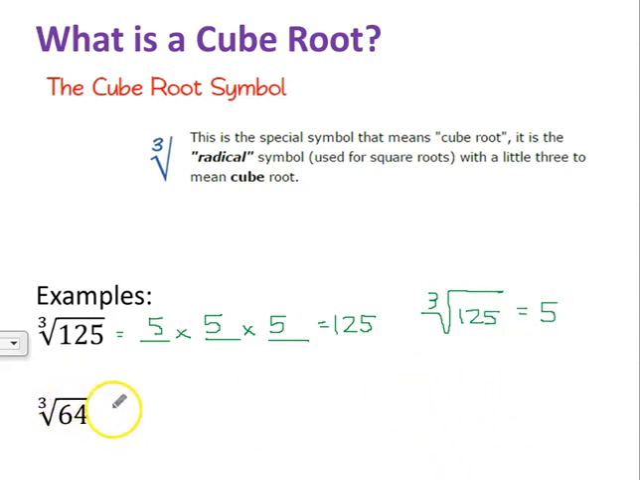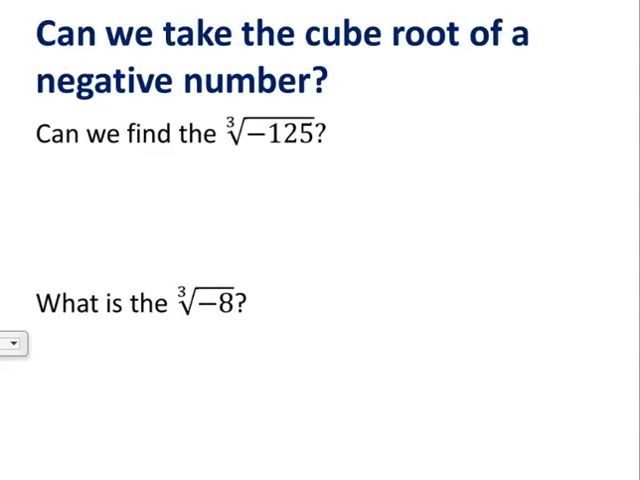What about the cube root of 64? Ask yourself, what times itself 3 times gives you 64? Well, I know 2 times 2 times 2 is 8, so it's not 2. How about 4? 4 times 4 is 16, times another 4 is 64. So the cube root of 64 is 4. That is a quick review of cube roots.